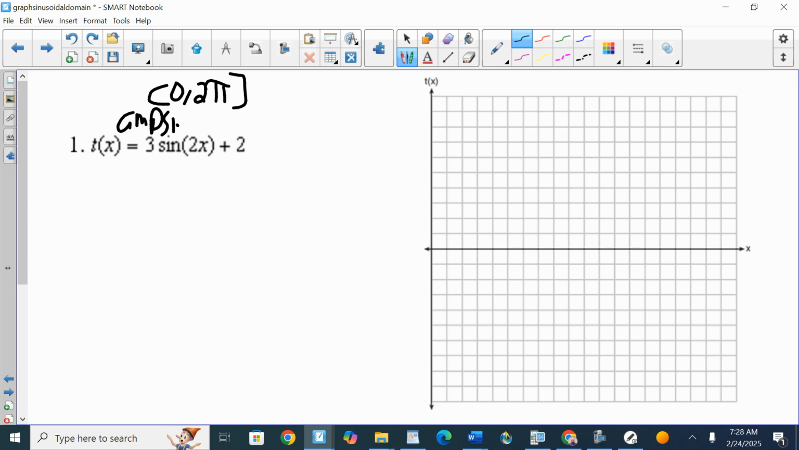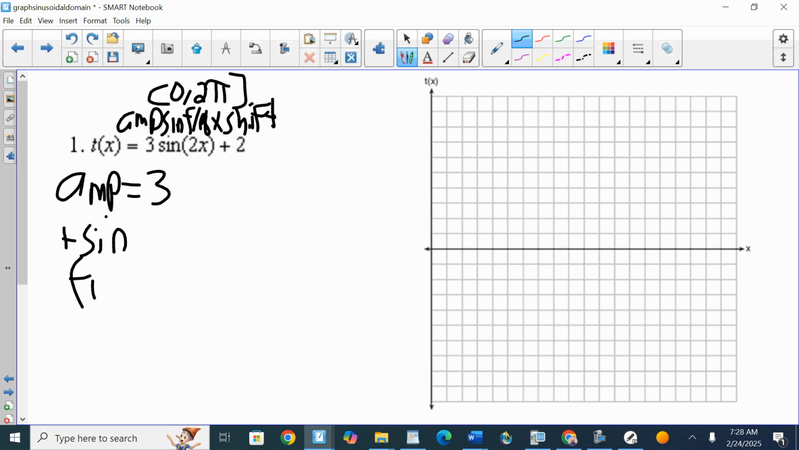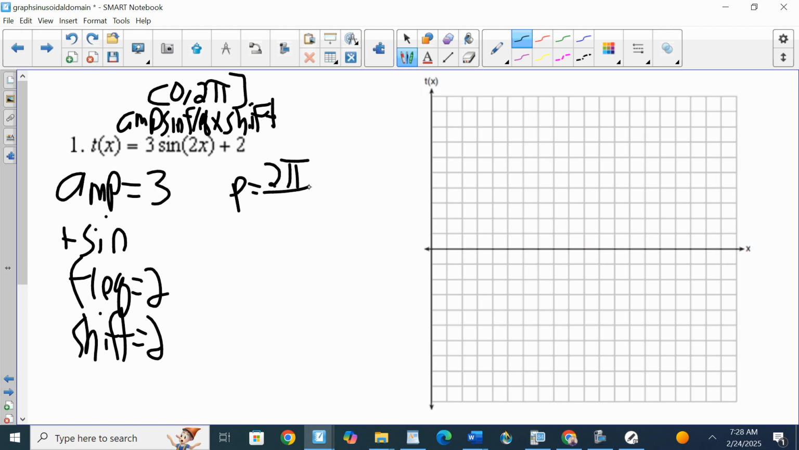Amp, sine, freq, x, shift. Make sure you know how to graph trig functions first before you go to this, because it just builds on that. Amp is 3, positive sine, frequency is 2, shift is 2, period is 2 pi over the frequency, which is pi.